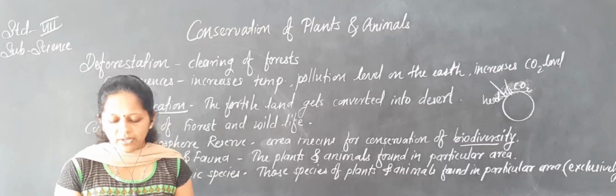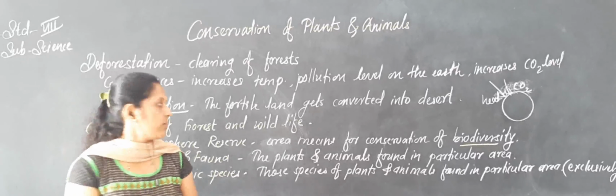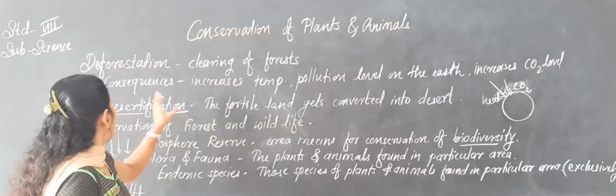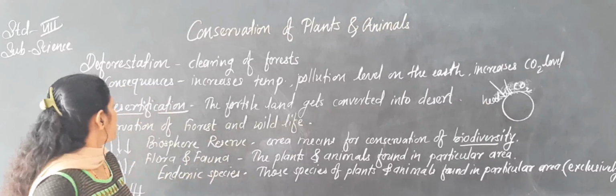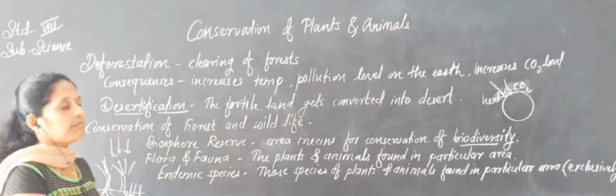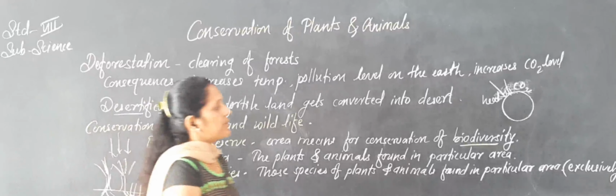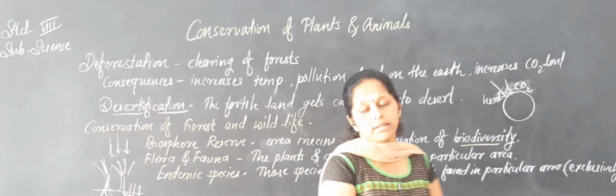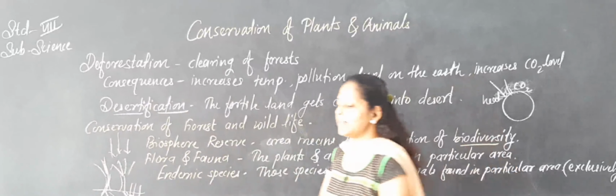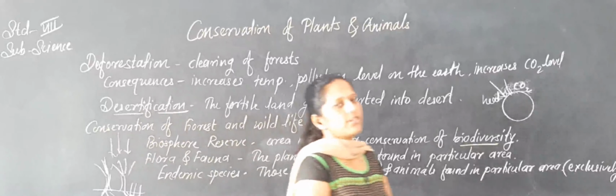So the wild mango tree and giant squirrel are the examples they give here. So this is about deforestation and also desertification. Preservation of the forest and wildlife is important. The next part is the wildlife activity, which we are going to learn in the next session. Thank you.